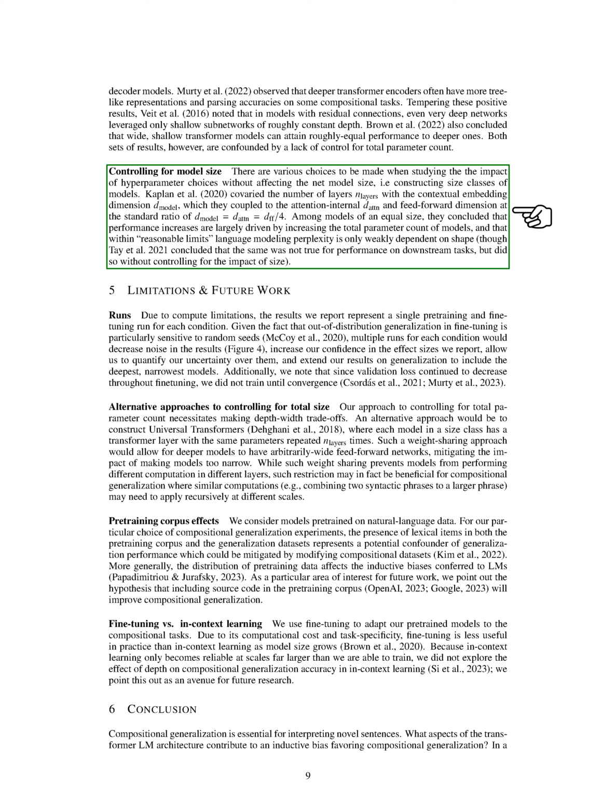When controlling for model size, there are various decisions to be made. Some researchers have varied the number of layers with the contextual embedding dimension, which they link to the attention internal and feed-forward dimension at a standard ratio. They concluded that performance improvements are largely driven by increasing the total parameter count of models, and that language modeling perplexity is only weakly dependent on shape within reasonable limits.